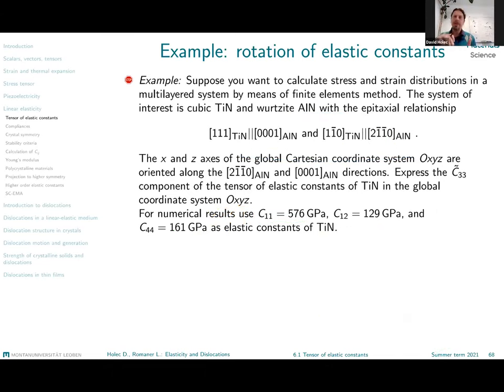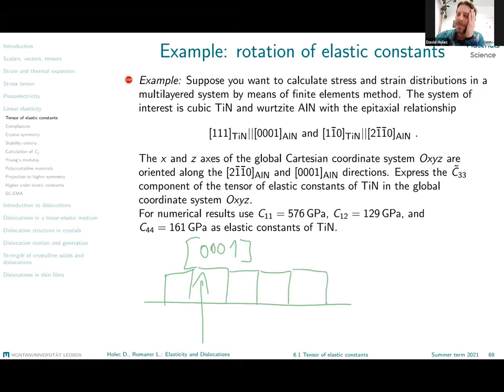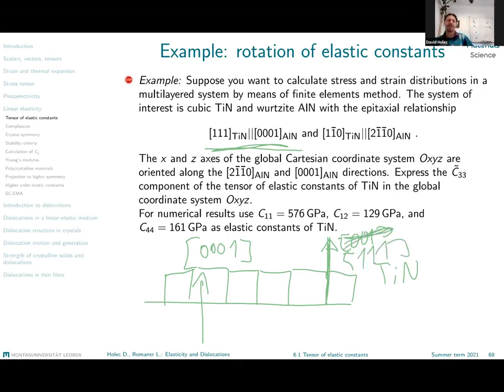So we now know how the cube is oriented on the hexagonal system. Now suppose that your system is oriented in such a way that this is the hexagonal 0001 axis. And now we have here the cubes sitting on this surface, cubes of titanium nitride. However, for titanium nitride, this direction is not going to be the 001 direction. Based on this crystallographic relationship, we know that this direction is going to be the 111 direction. And your final task now is to calculate what is actually the elastic constant in this direction. Whereas here you know it directly, this is going to be the C33.